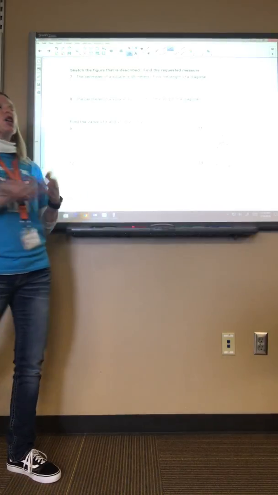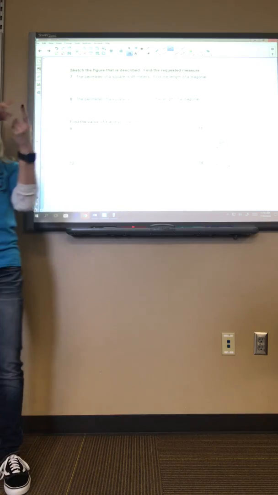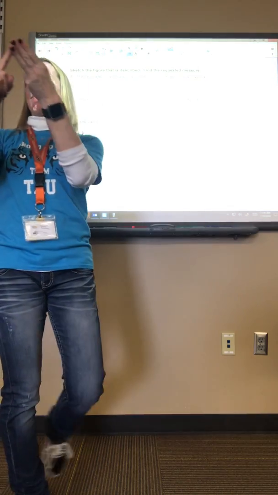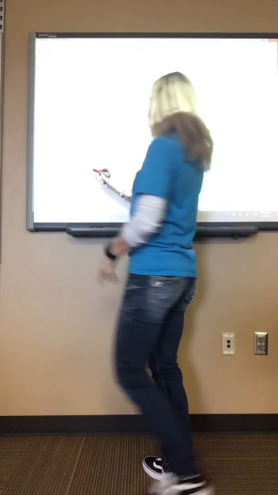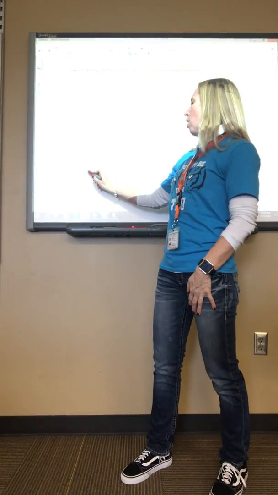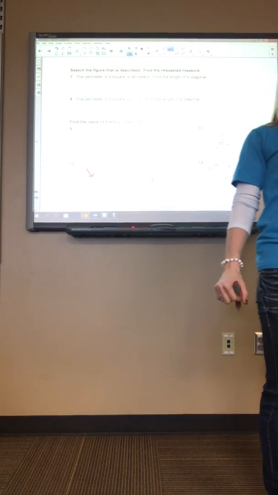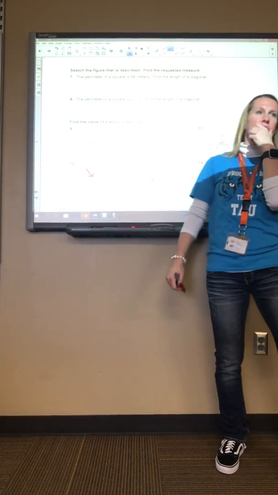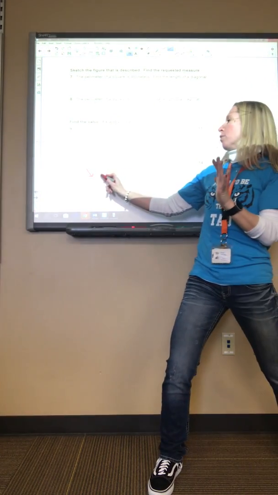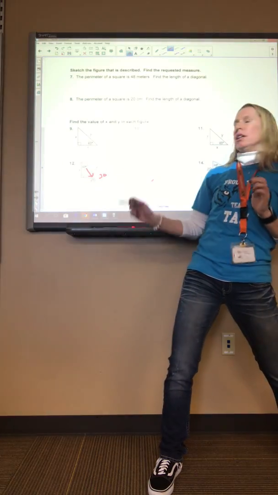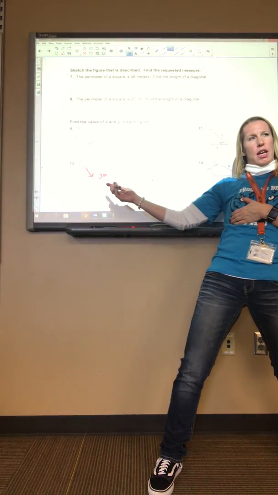Okay, so first you have to decide, do I know the long leg, the short leg, or the hypotenuse? When I look at number 12, that 20 is across from the 60. Is that the long leg, short leg, or hypotenuse? Long leg. Short leg would be across the 30. Can you guys tell that 20 is the longest leg?